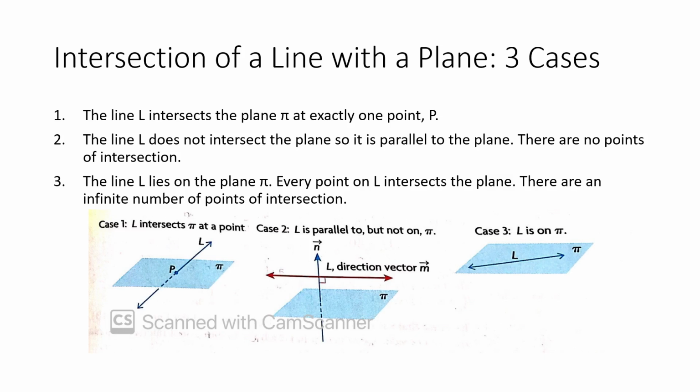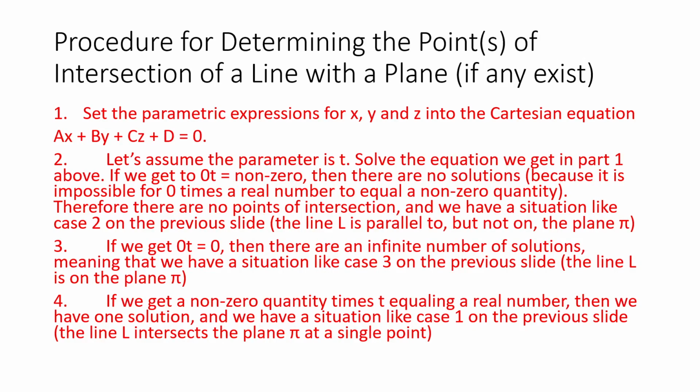In the second case, the line doesn't intersect the plane at all, so it's parallel to the plane, and there are no points of intersection, and that's indicated by the second diagram. And finally, in the third diagram, we see that the line actually is part of the plane. It lies on the plane. Every point in the line is also a point in the plane. And there are, in that case, an infinite number of points of intersection.